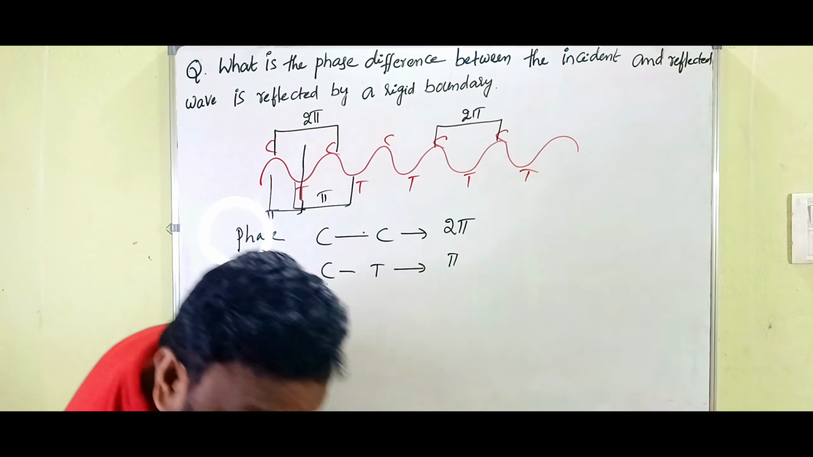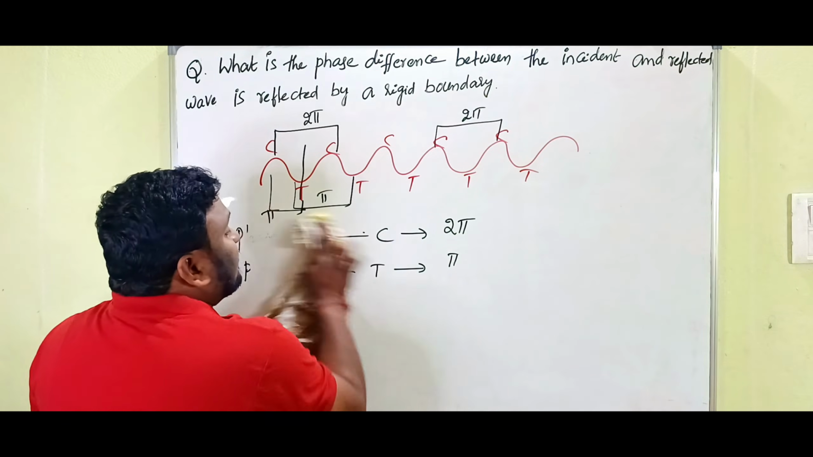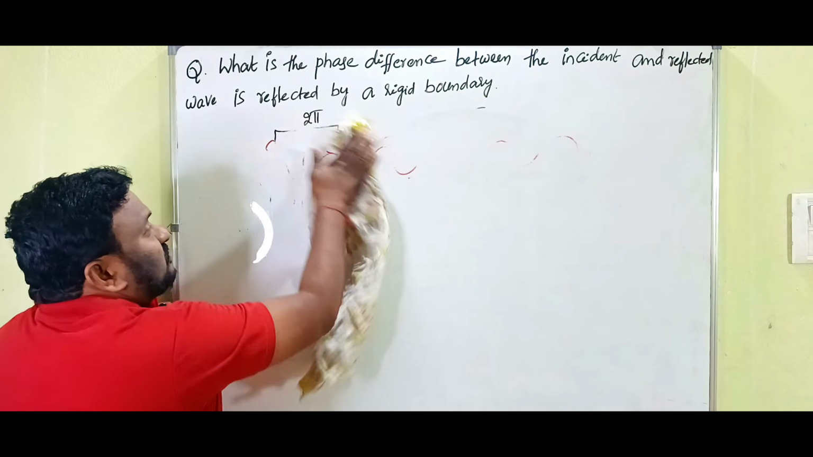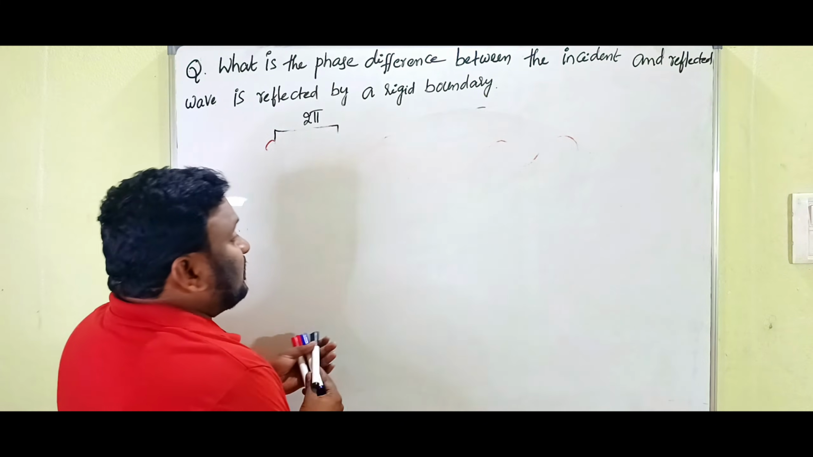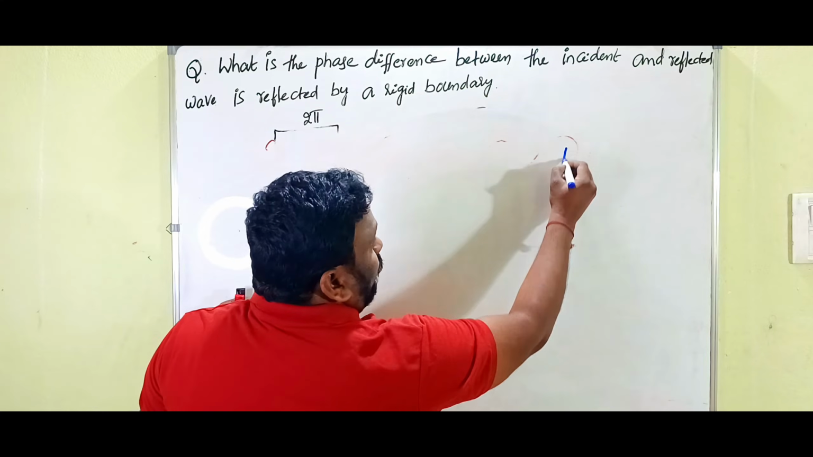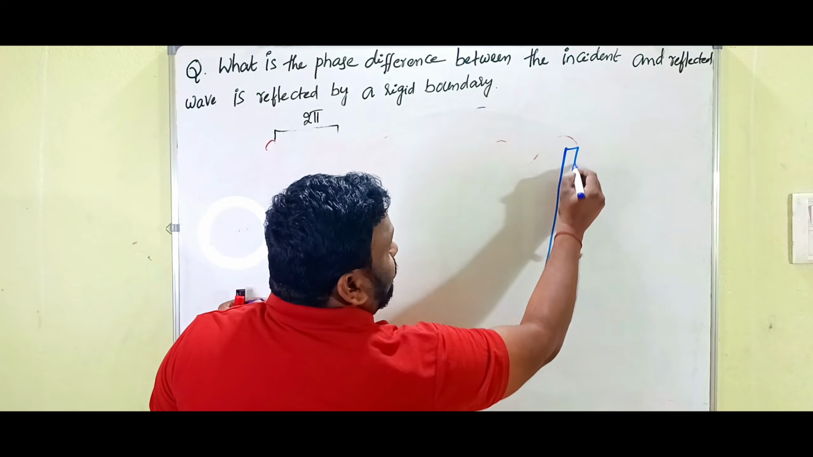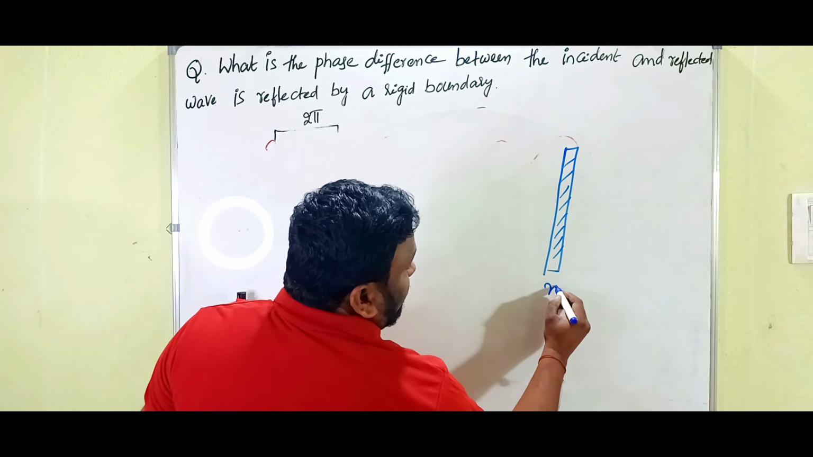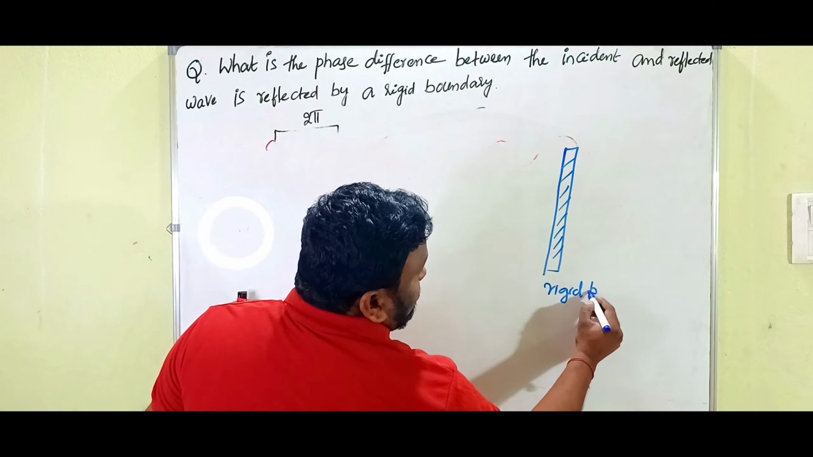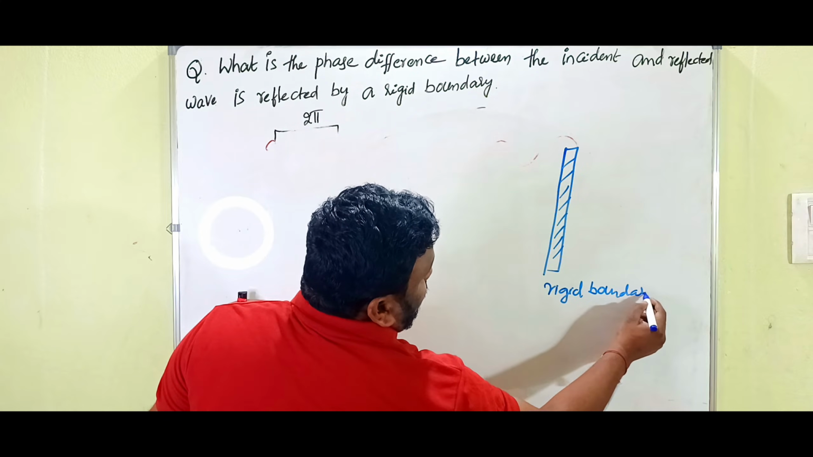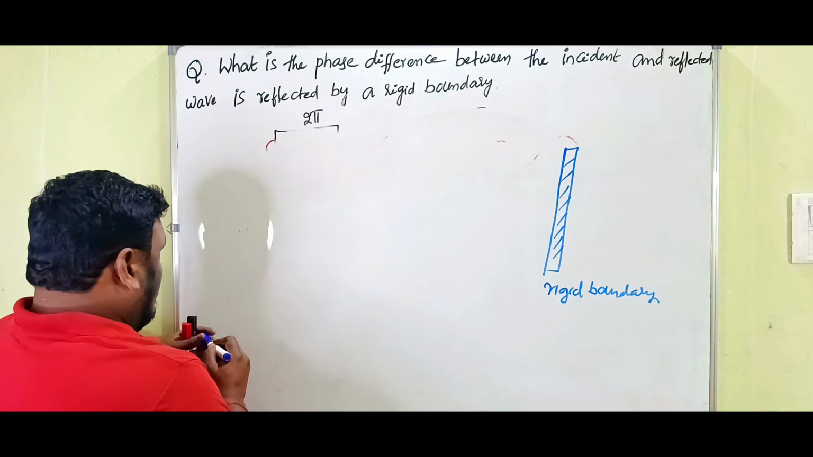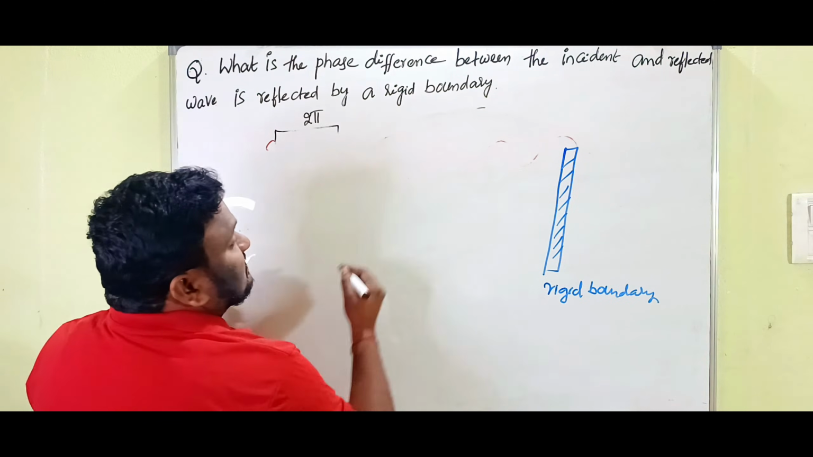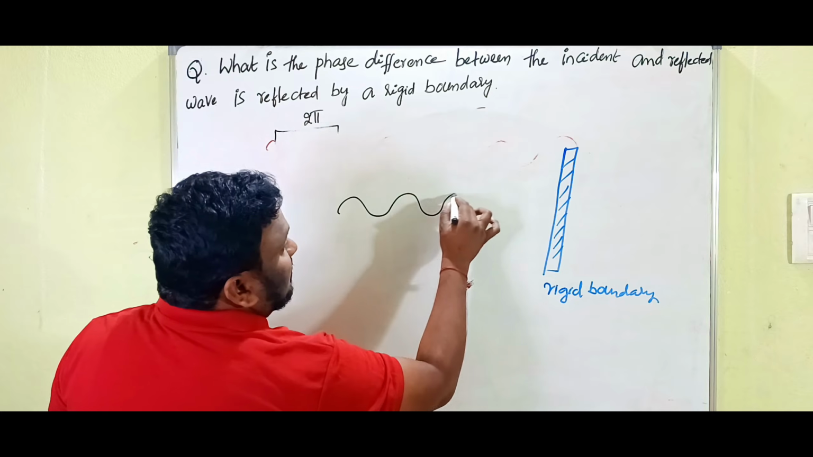So very simple. A rigid wall is given. Simply, it is like a wall or anything, water maybe. So we are showing this as a rigid boundary. On that rigid boundary, one wave is incident like this. So it is a transverse wave.